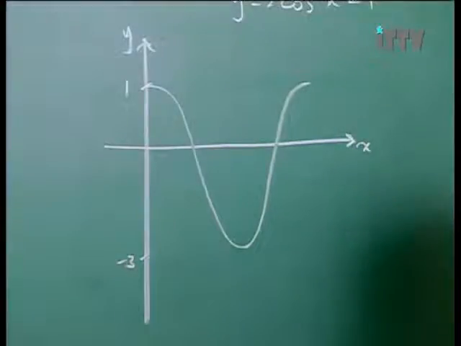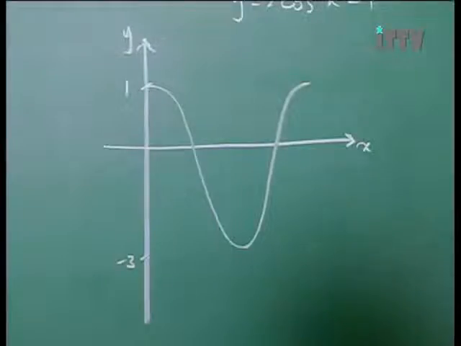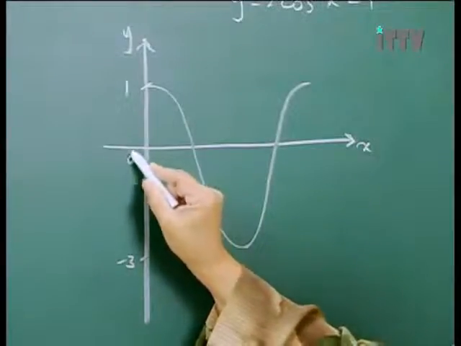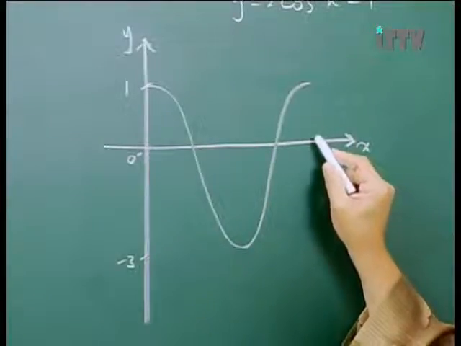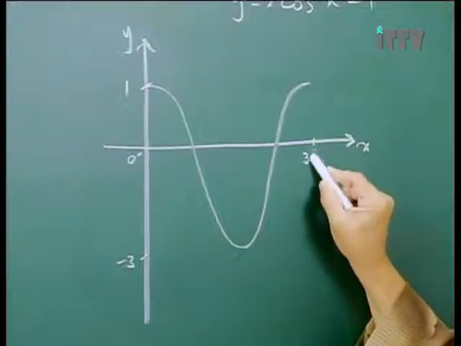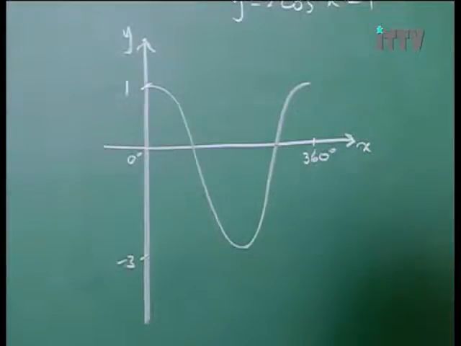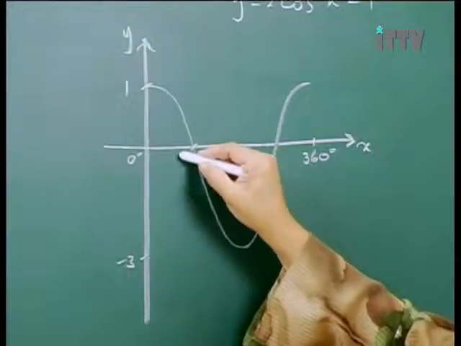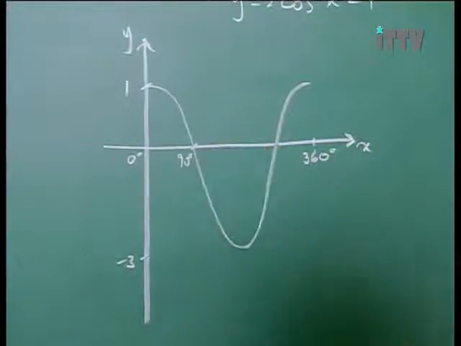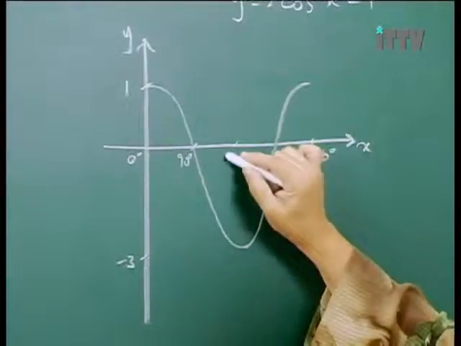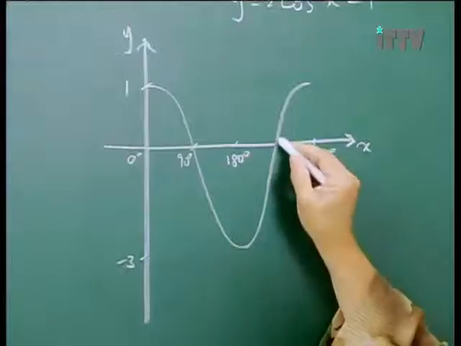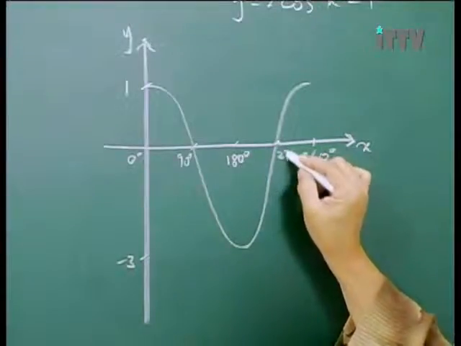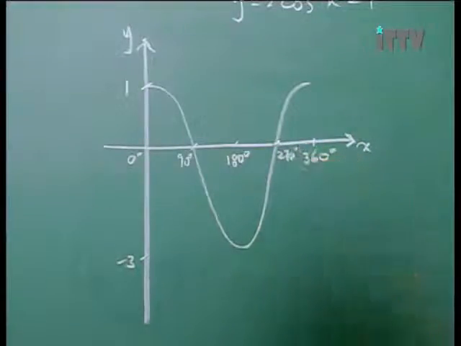And some important angles to take note of are 0 degrees, and the end of the domain at the moment is 360 degrees, with several other important angles to take note of, which are 90 degrees over here, where it cuts the x-axis, 180 degrees, where it experiences the minimum point, and finally 270 degrees, another x-intercept.